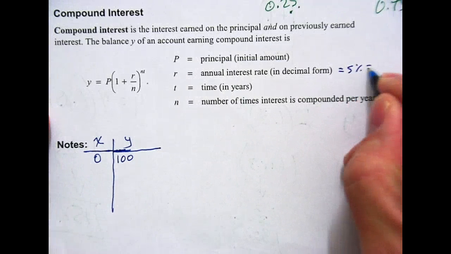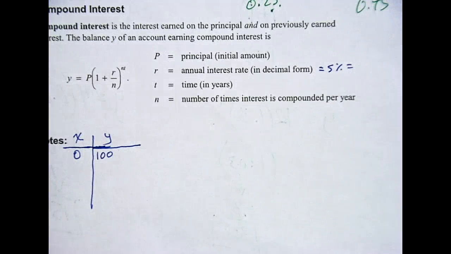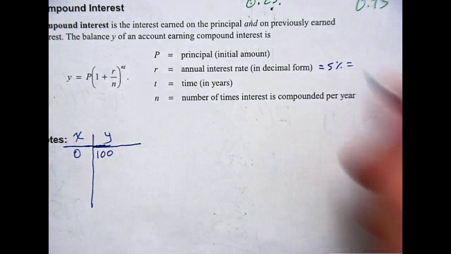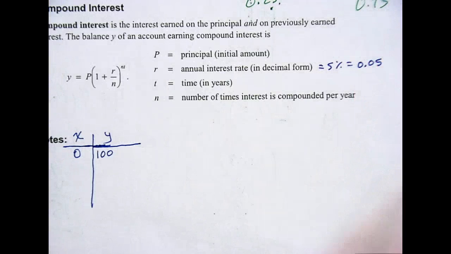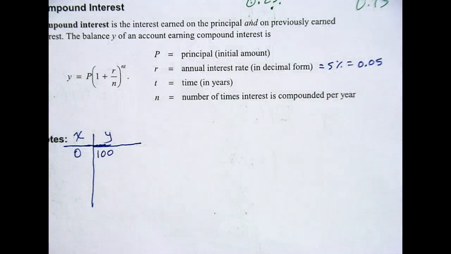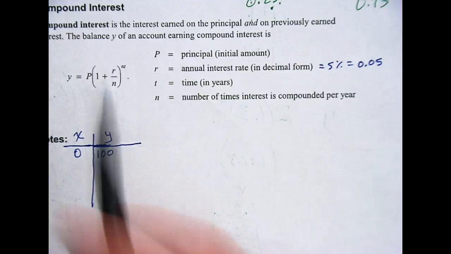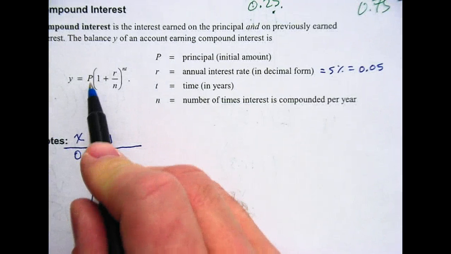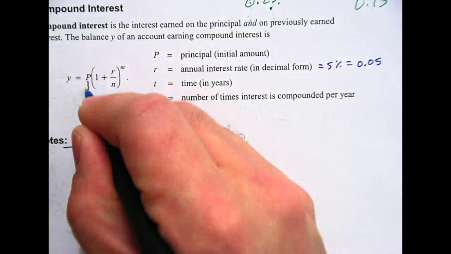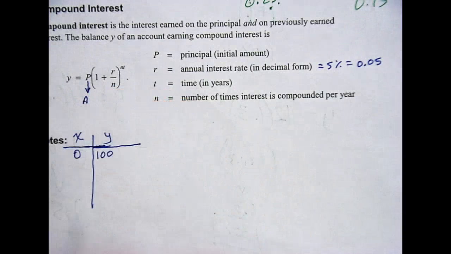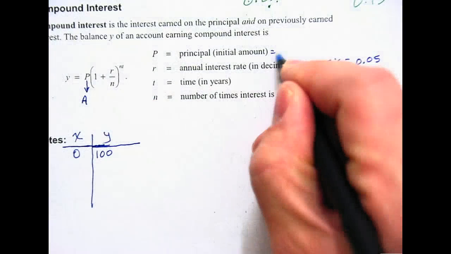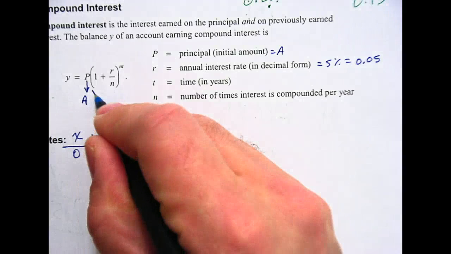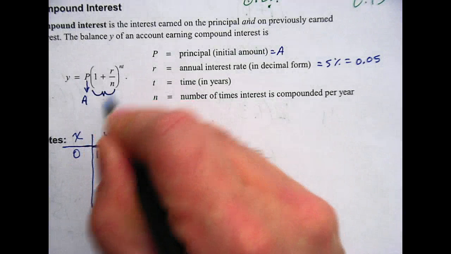What is 5% as a decimal? Yeah, 0.05. Make sure you do 0.05 and not 0.5. 0.5 is 50%, which would be a really good rate, but 0.05 is 5%. So you'll notice this formula right here. Our P is just like our A term. It's our initial amount. It's called principal. It's the same thing as our A term. This piece in here is like our B term.